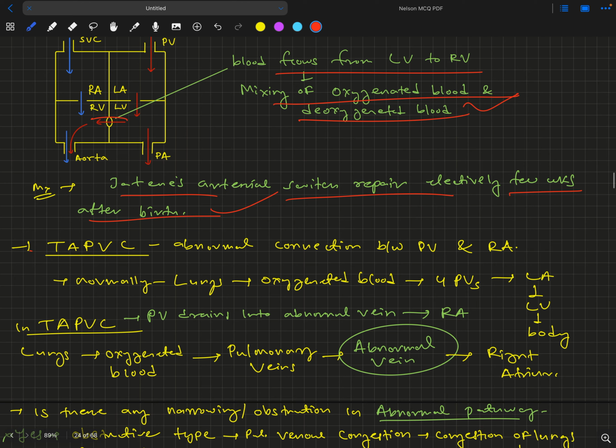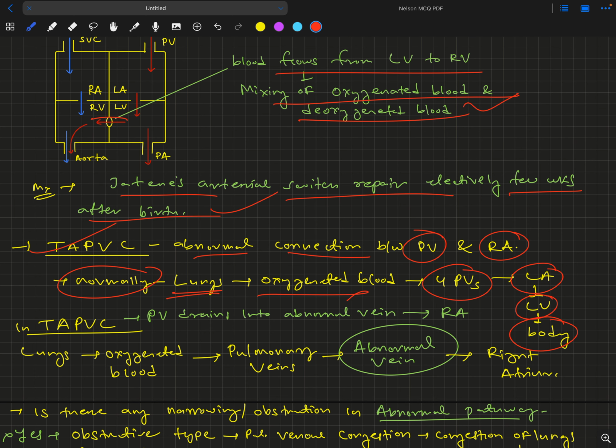Now let's discuss TAPVC, total anomalous pulmonary venous connection, an abnormal connection between the pulmonary vein and the right atrium. Normally, oxygenated blood from the lungs goes via the four pulmonary veins to the left atrium, then to the left ventricle, then to all over the body. In case of TAPVC, the pulmonary vein drains into an abnormal vein instead of draining into the left atrium, and that abnormal vein drains into the right atrium. So there is a connection between the pulmonary vein and the right atrium.